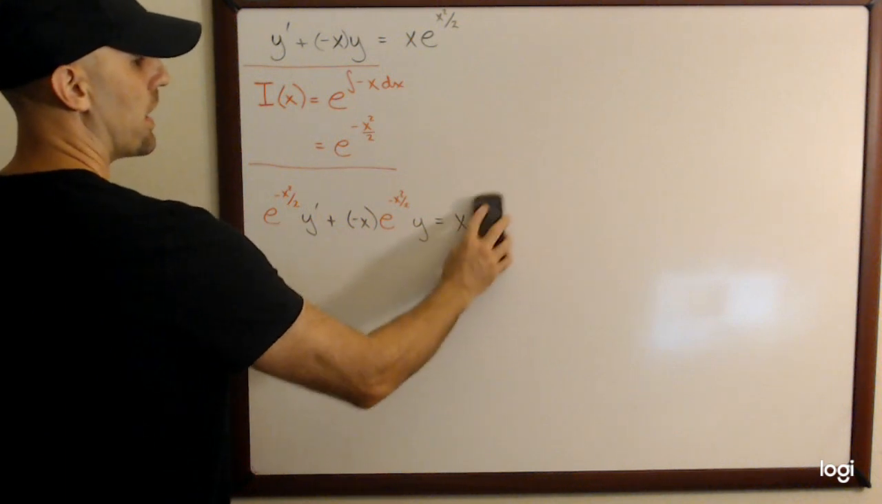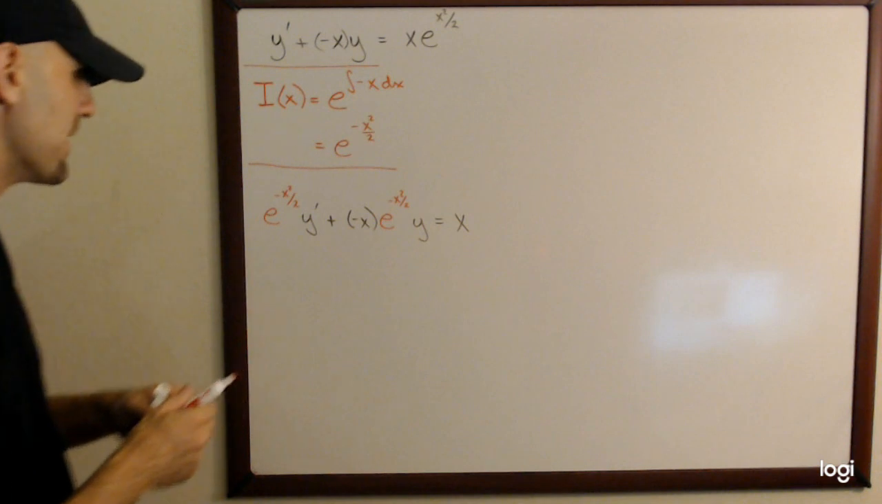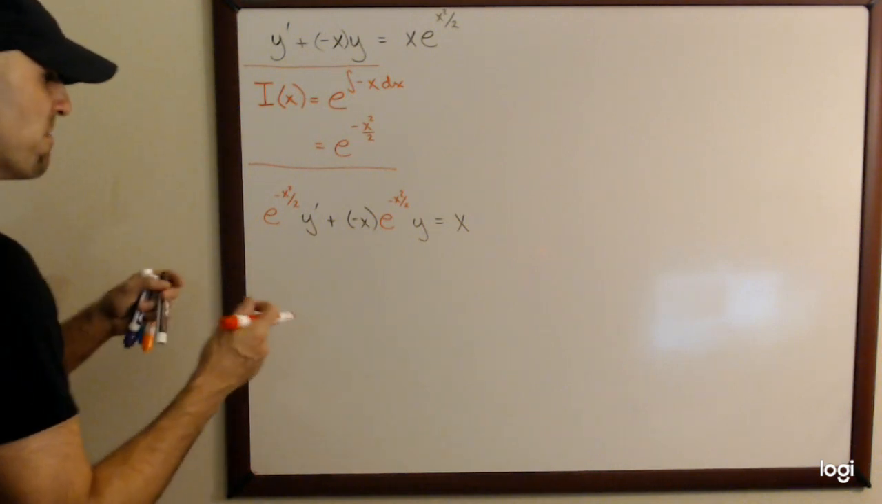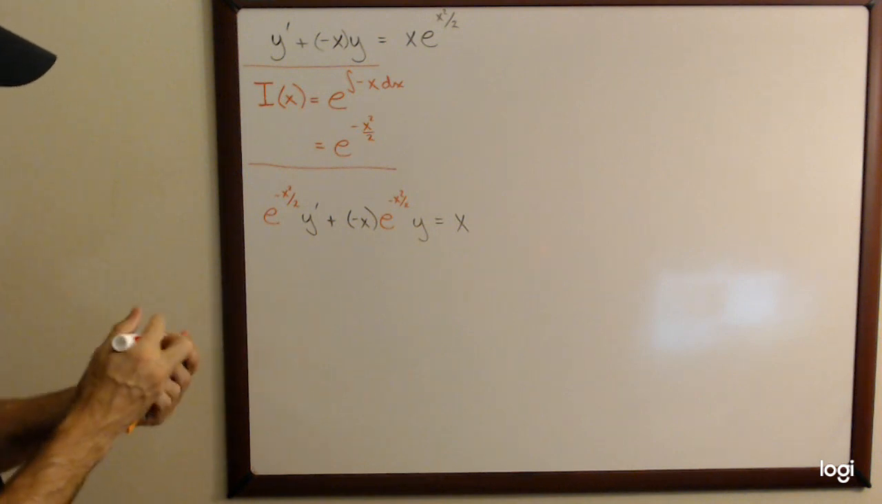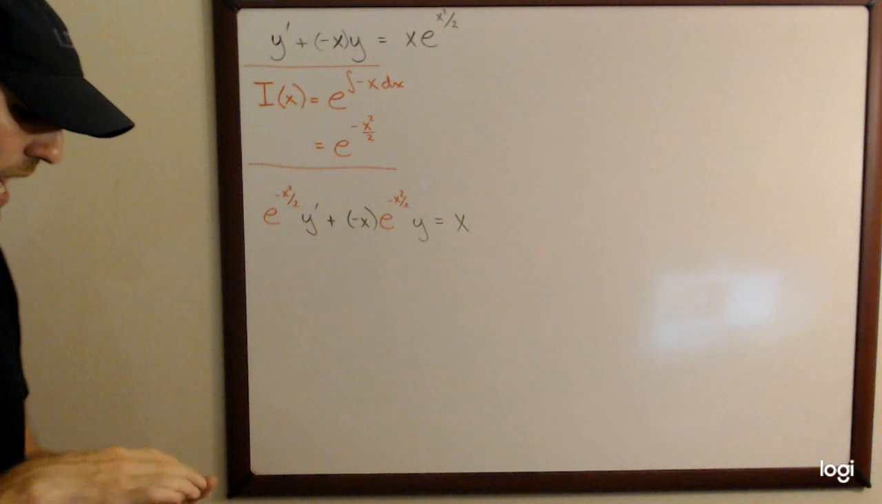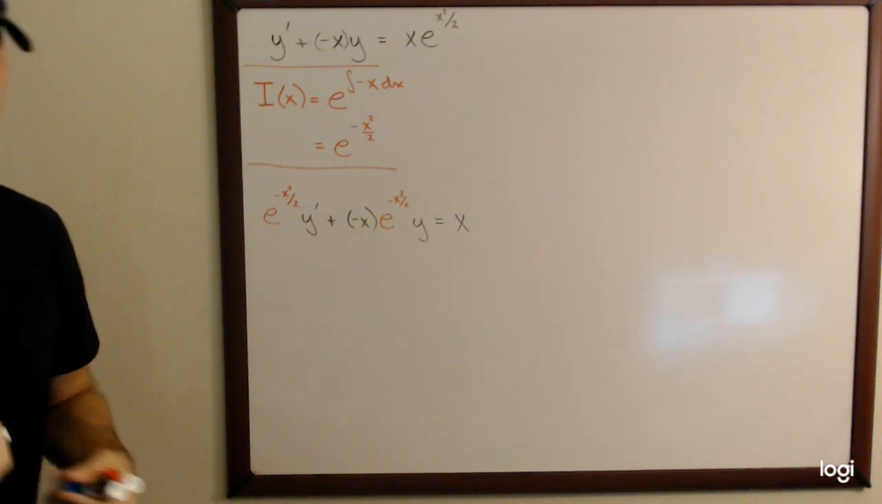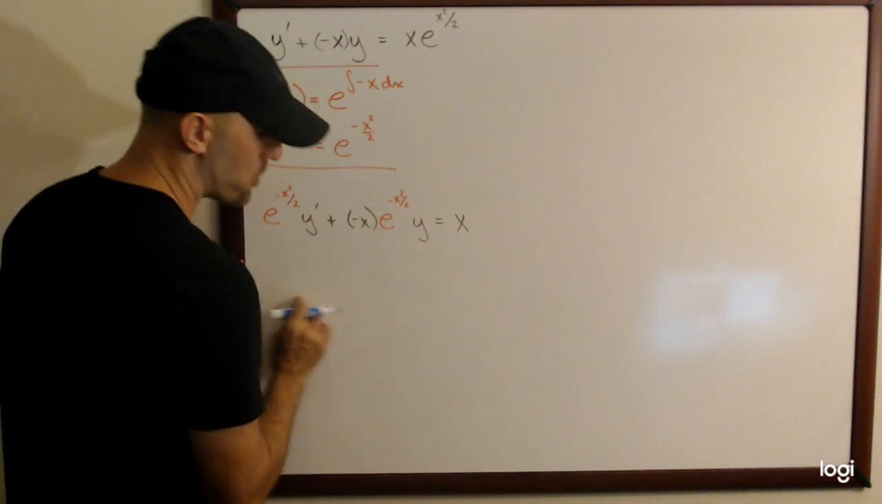Those actually multiply together to give me a 1. So this is nice. Okay, so what do we do from here? Well, again, our next step is to rewrite the left-hand side as a product rule, right? I mean, it is the result of a product rule, but I want to rewrite it as the derivative of a product.